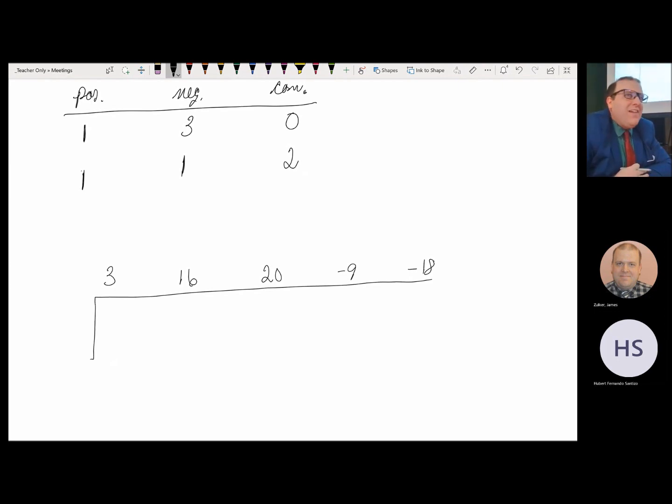Now, in this case, we're guaranteed both a positive and a negative. So we're going to start off with 1. Test to see if 1 is a zero. 3 times 1 plus 16 times 1 plus 20 times 1 minus 9 times 1 minus 18. 1's not a zero.